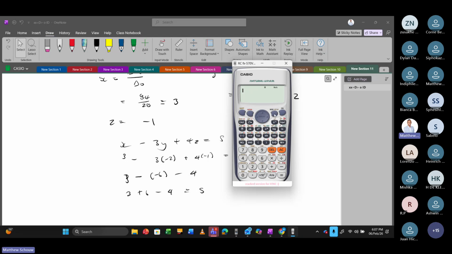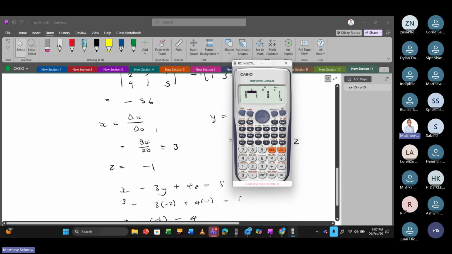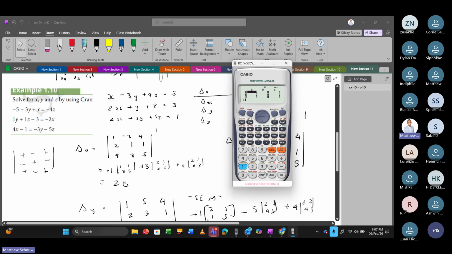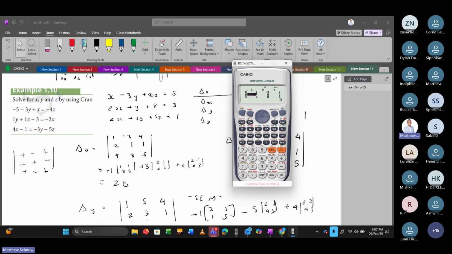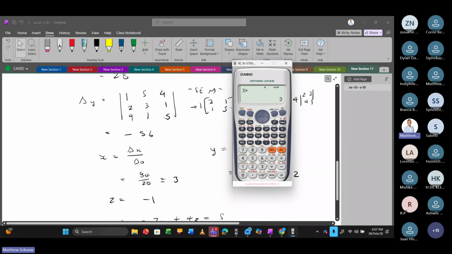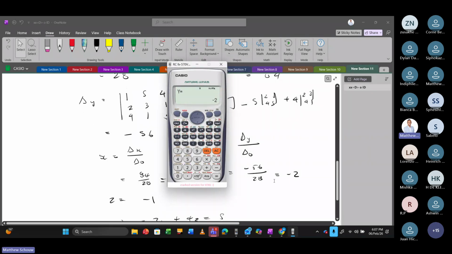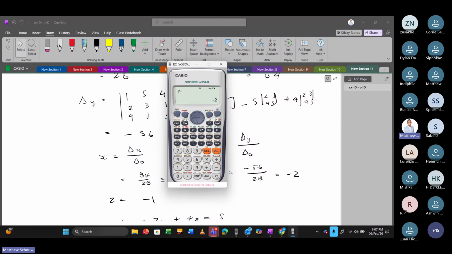Again, I go mode. I go equation. I choose this one over here, number 2. And this is just to verify my answers, right? 1, -3. Obviously, by now you should be typing coefficients in. 4, 5, 2, 1, 1, 3. This is all coming from this over here. 4, 3, 5, 1. Make it equal. My x is equal to 3, y is equal to -2. And obviously we didn't do z, but I just gave you the answer. It's -1. Welcome to Mathematics N4.